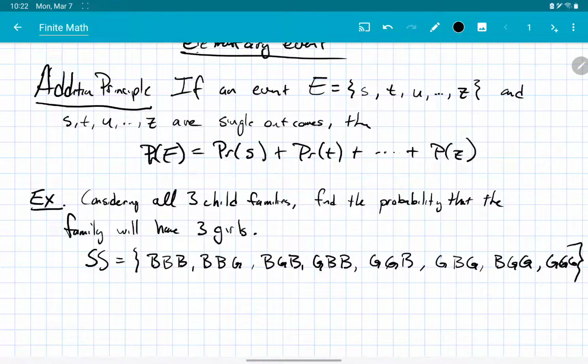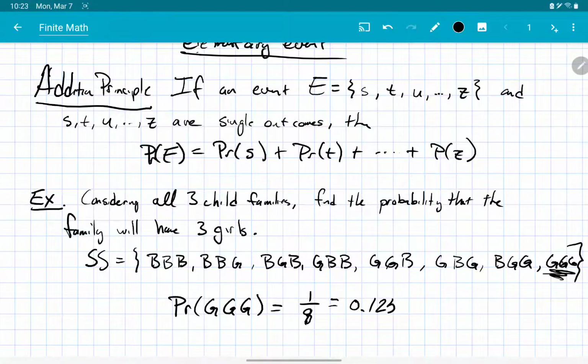And how many of these outcomes have 3 girls? There's only 1. So the probability of girl, girl, girl is 1/8. 1/8, 12.5%. So probability of 0.125. So given that a family has 3 children, what is the probability that the family will have 3 girls? It's 0.125.